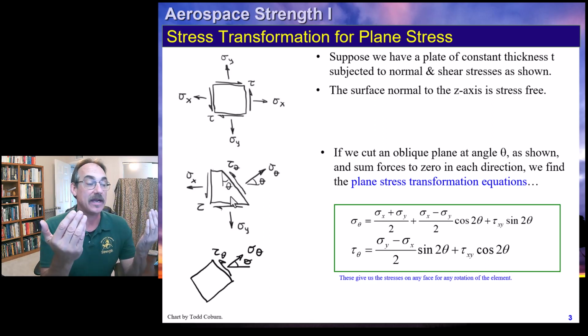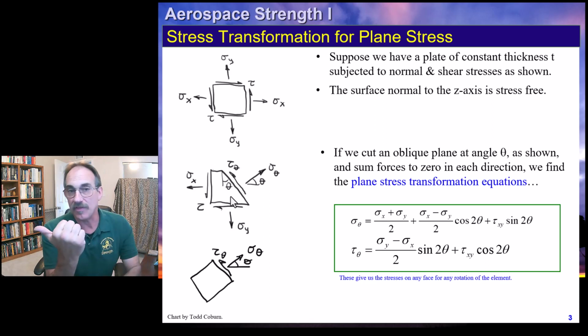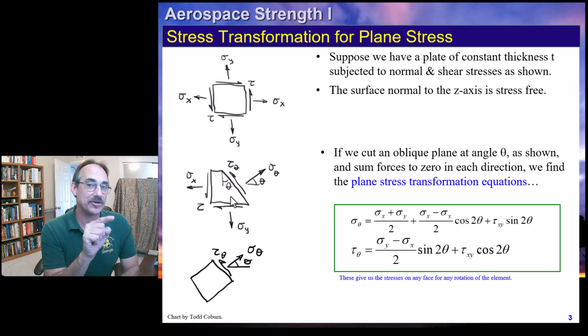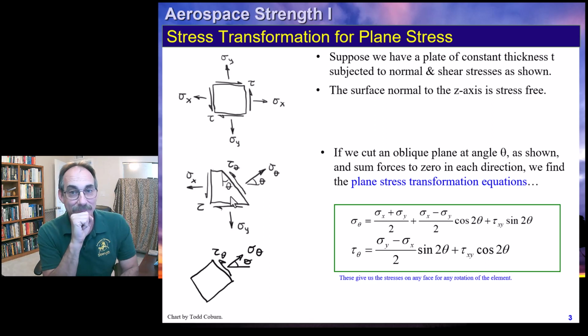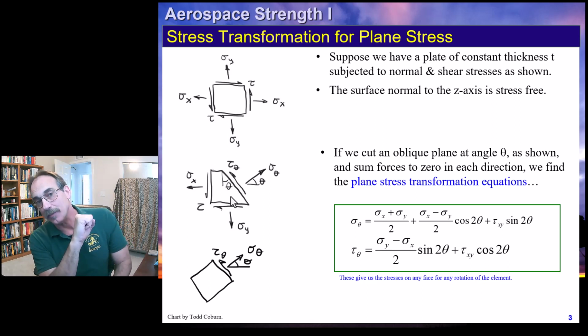The easiest way to think of this is to point your thumb down the original x-axis and rotate it to the new x-axis. That's the angle you're going to plug in here along with the sigma x, sigma y, and tau on that original element. And that will give you your normal stress and your shear stress on the inclined face. It's that simple. Got it? Okay, let's look at a couple examples.